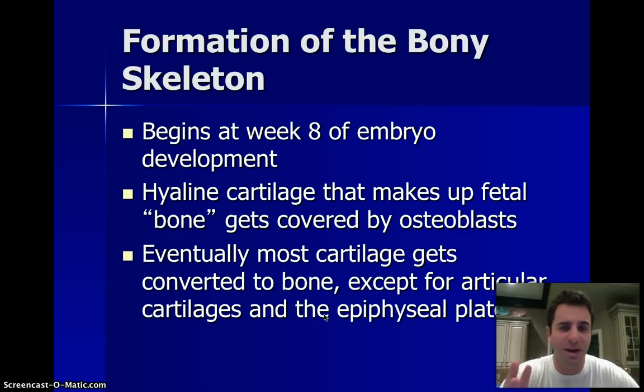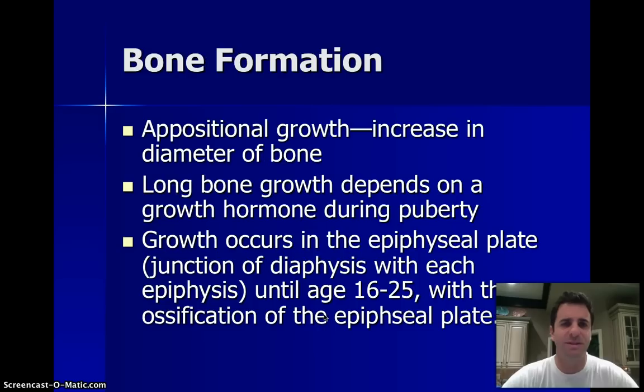When you are a fetus, when you're an embryo, bones start to form. In fact, at 8 weeks you can see bones, even though they're not actually bones yet. They're made of hyaline cartilage, and then they're going to get covered by osteoblasts. You might remember osteoblasts are the cells that will form osteocytes. The osteocytes will then fill in for the cartilage that will be converted into bone, except where the cartilage is in the joints, the articular cartilage, and also in the epiphyseal plates. That doesn't ossify until later, somewhere late teens, early 20s.